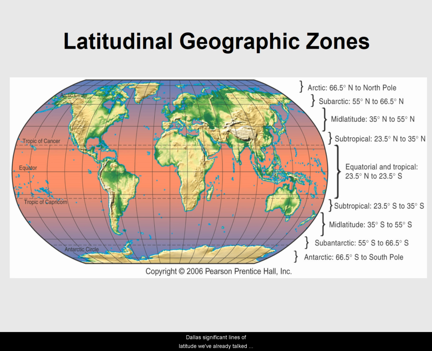Now, those significant lines of latitude, we've already talked about 2 of them. We have our equator, which again separates the northern and southern hemisphere. We have our Tropic of Cancer, which is at 23.5 degrees north, and our Tropic of Capricorn, which is at 23.5 degrees south. And then we have our Arctic and Antarctic Circle.